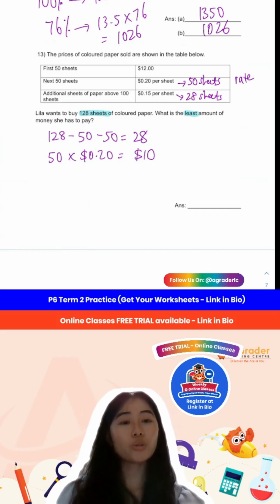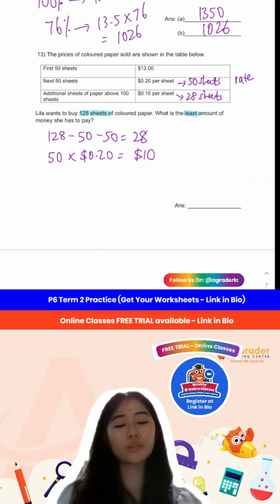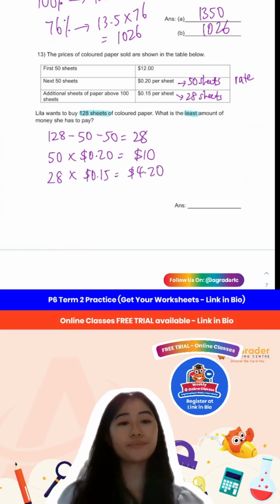Then you also need to calculate the last one, which is 15 cents per sheet for 28 sheets of paper. So just use 28 times 15 cents. Use your calculator. You get 420 for that.